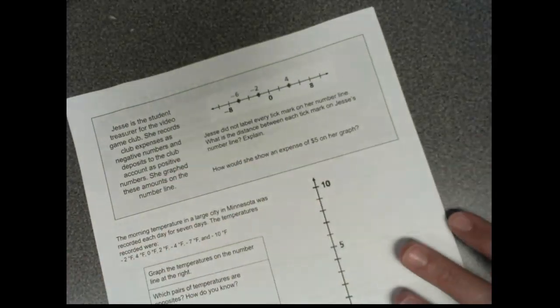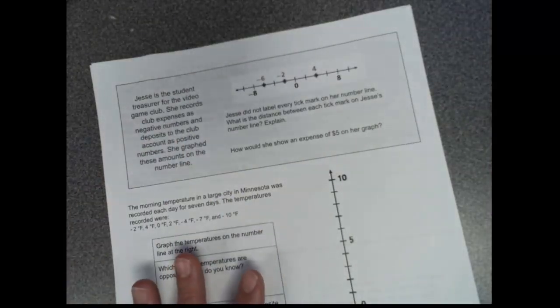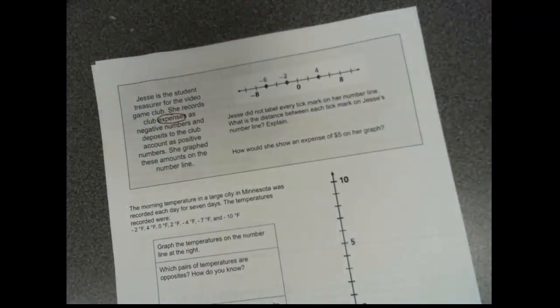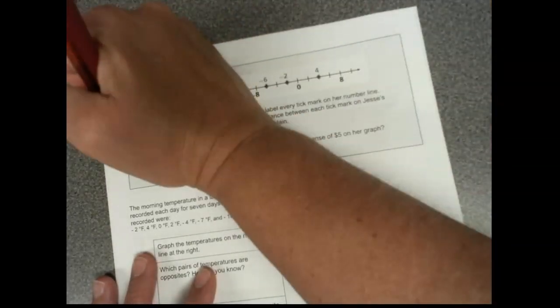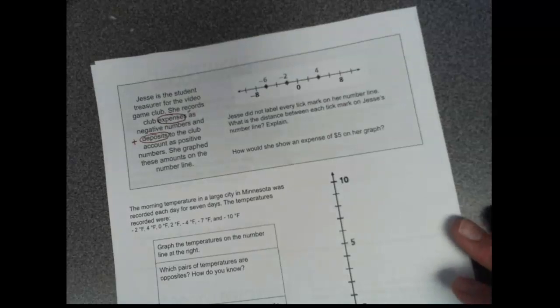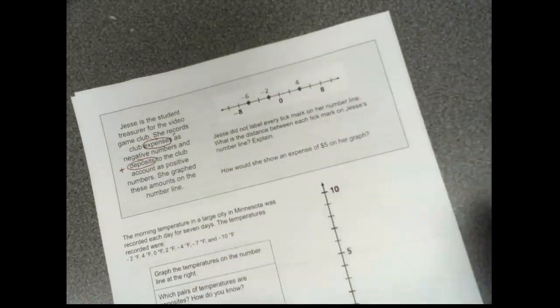Let's take a look at this next question on the next page. Jessie is the student treasurer for the video game club. She records club expenses as negative numbers because expenses mean that you're spending money, so it's taking money out of your account. And deposits are positive things. That's putting money into the account. So deposits to the club are positive numbers. She graphed these amounts on the number line. So right here we have -6, -2, and then +4.